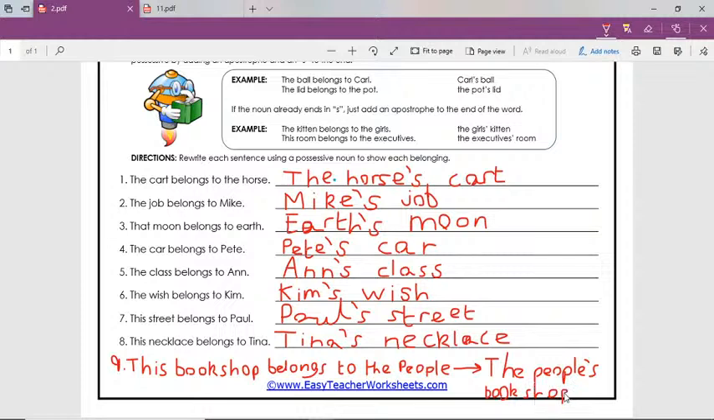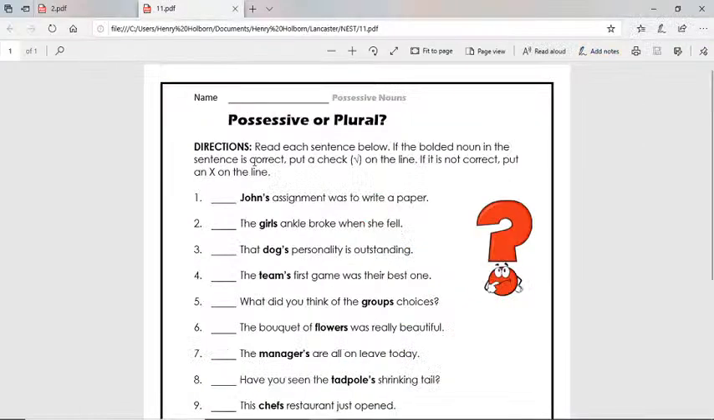Now, going on this theme of possessives and plurals, we're going to move on to this worksheet. So this question is possessive or plural. Directions. Read each sentence below. If the bolded noun in the sentence is correct, put a check, a tick on the line, or if it's not correct, put a cross on the line. So remember what we said before about the use of apostrophes, and the use of S and where that comes in the sentence. So all you have to do is tick or cross these, so it's a bit less complicated. It's a 50-50 chance, it's multiple choice, but we still have to decide which is right or wrong.